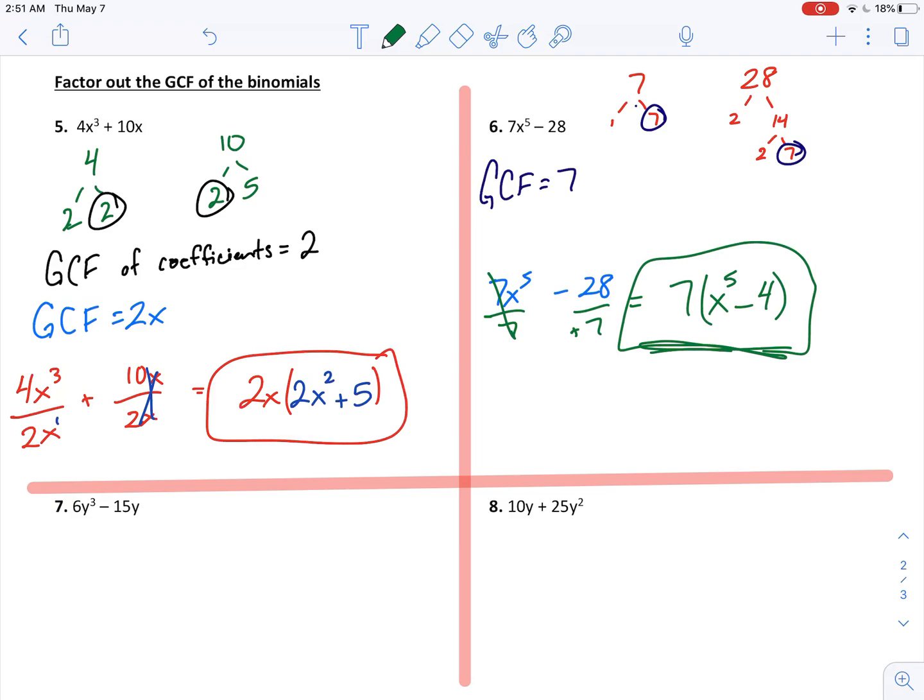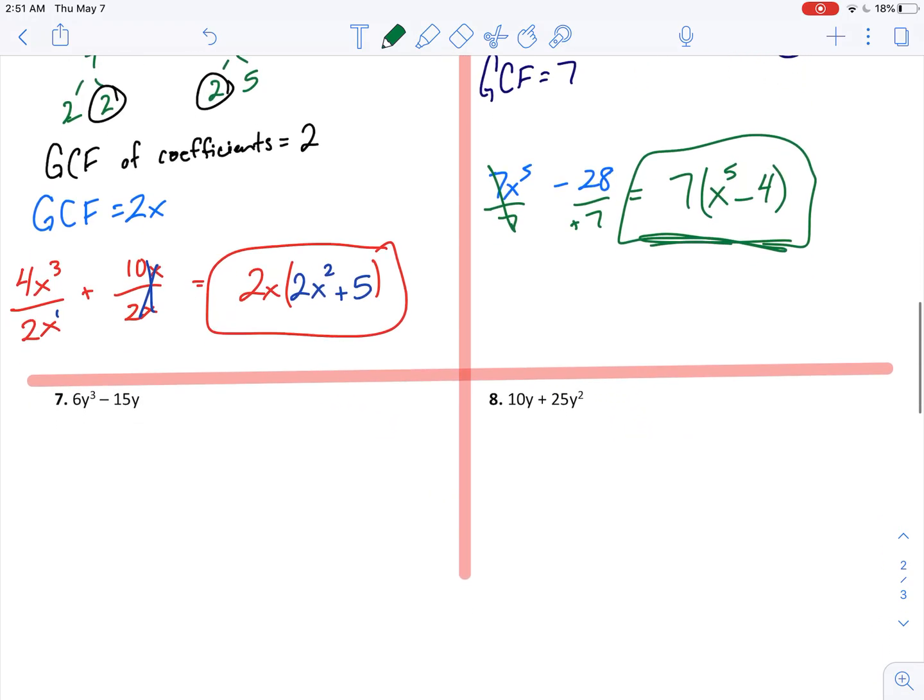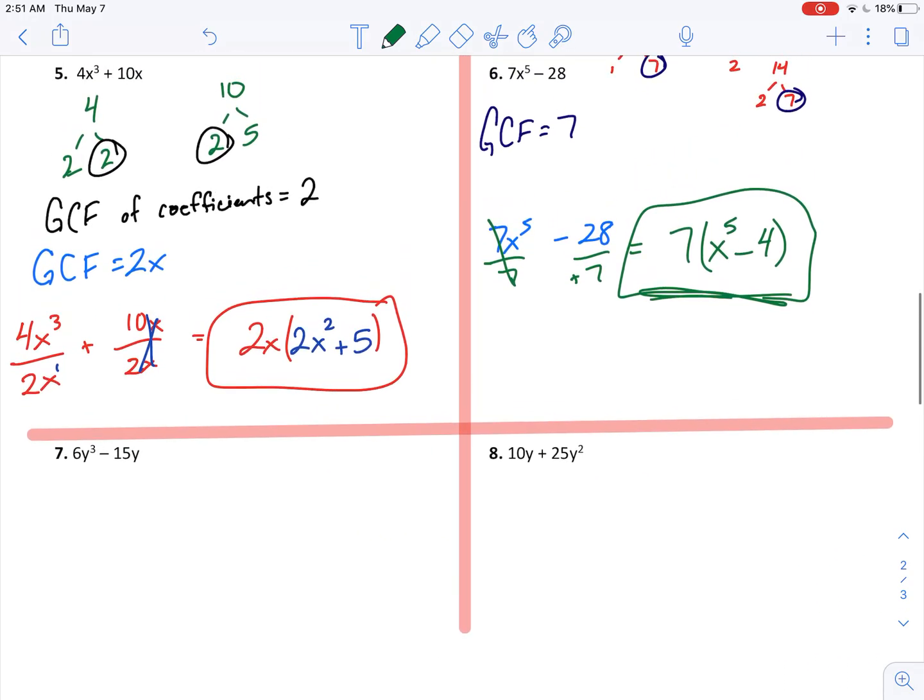Alright, why don't you guys try those last two? You can pause the video and then we will talk through them here in a second. So 6y cubed minus 15y. First thing we should do, just to save ourselves some time, see if 6 goes into 15. So 15 divided by 6 does not give me a nice number. That's 2.5, so that's not going to work. So we can forget that shortcut.